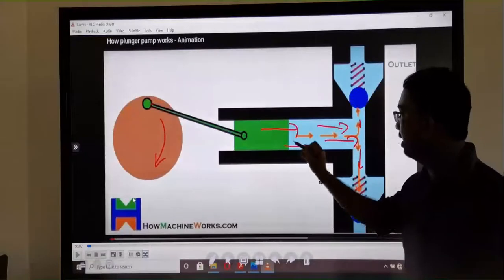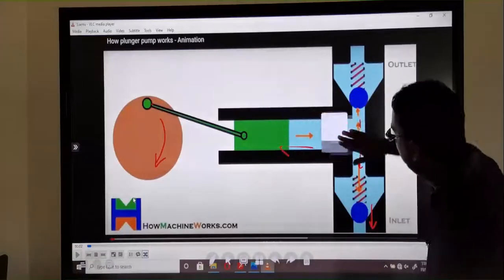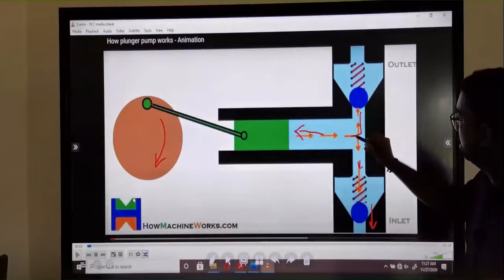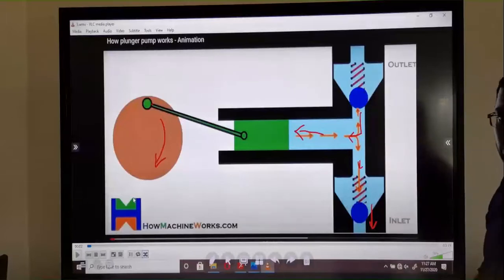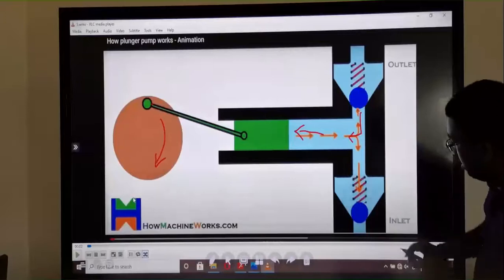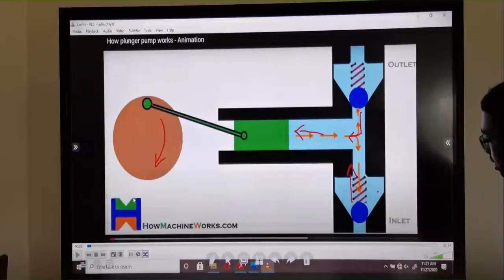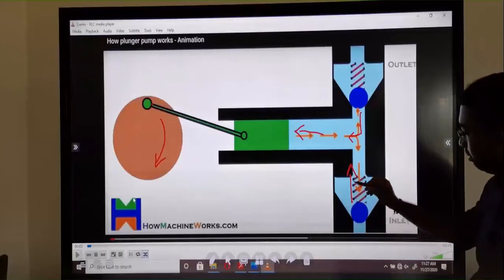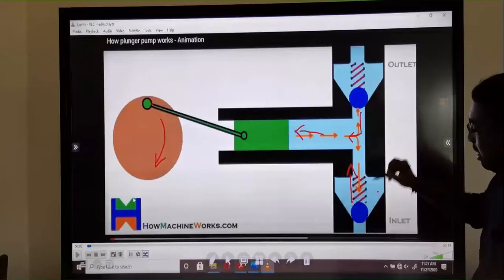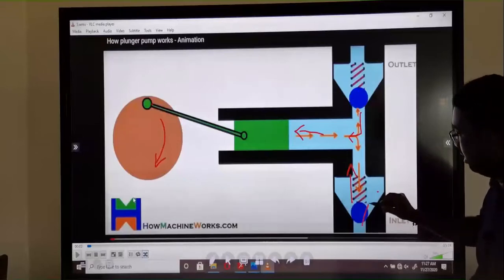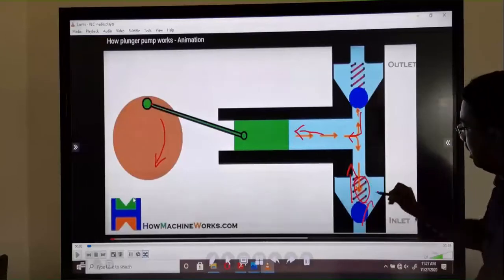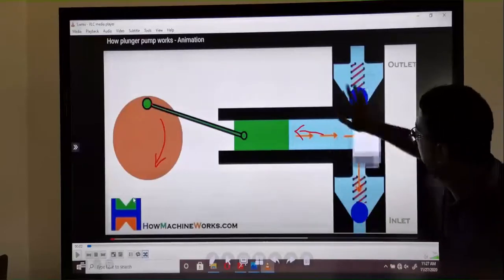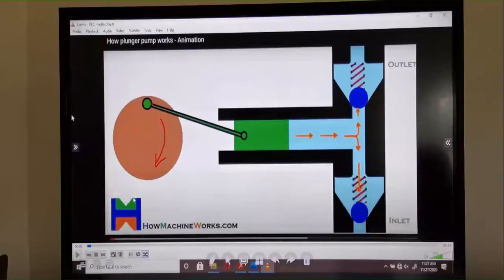When the plunger returns this way, what will happen? This valve cannot move. That time this valve can move because there is a space to move. This is the intake, this is the outlet. So the outlet valve comes like this. This outlet valve is open, so the fuel comes out like this. You can see the animation. This is the actual work of the plunger type unit.